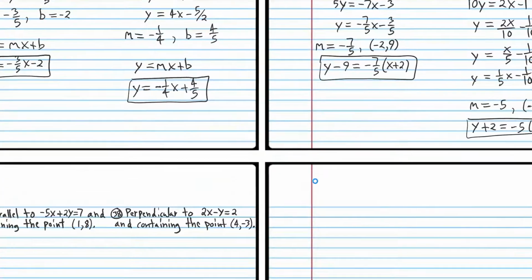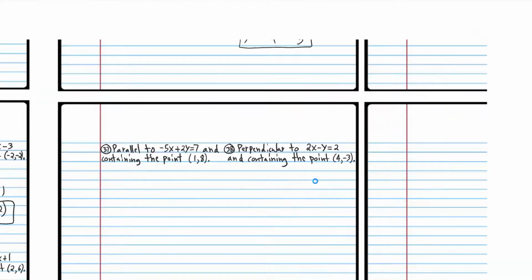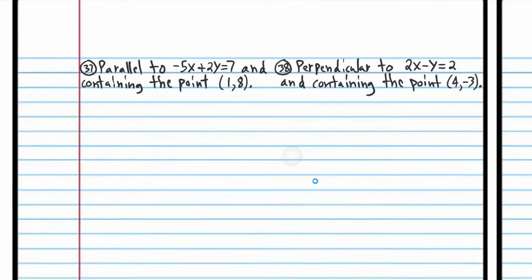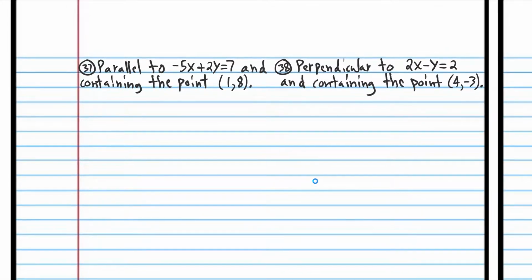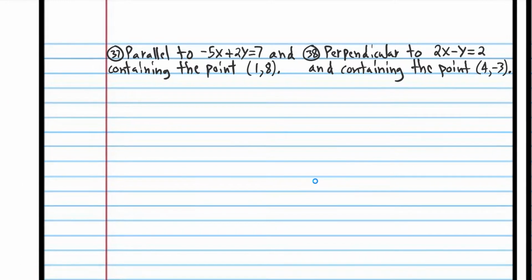All right, so try number 37. And when you come back, we'll do it together. All right, we're back. Add 5x to both sides.